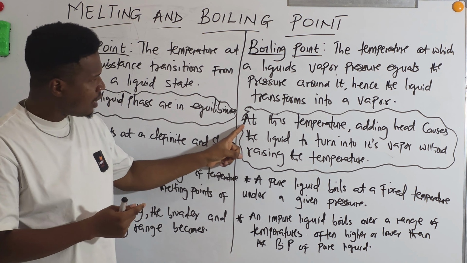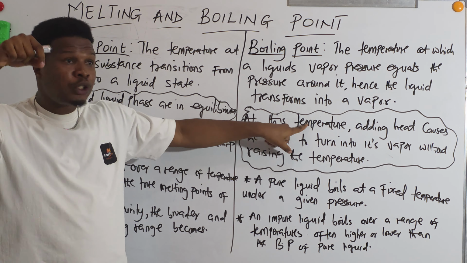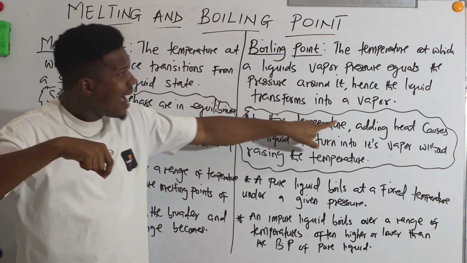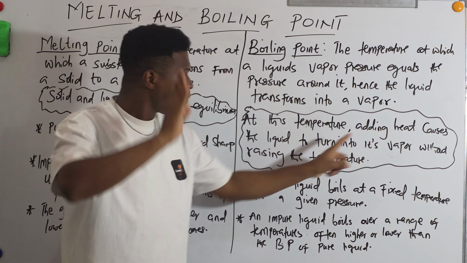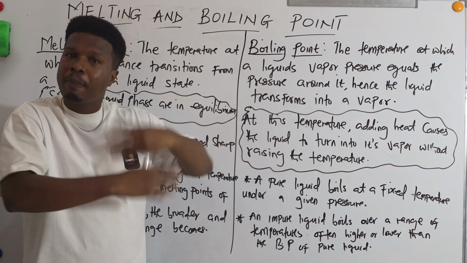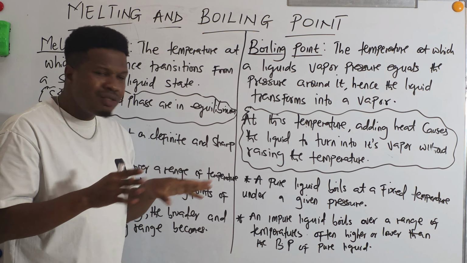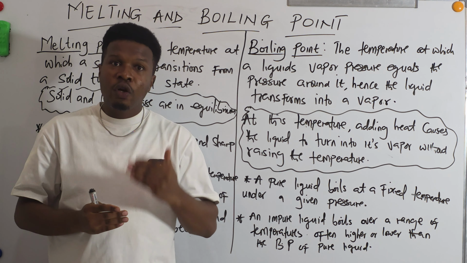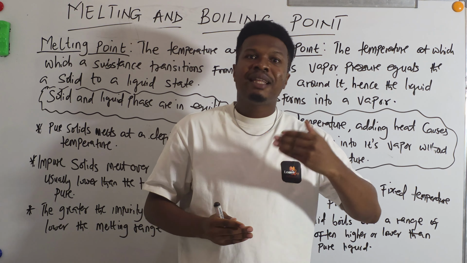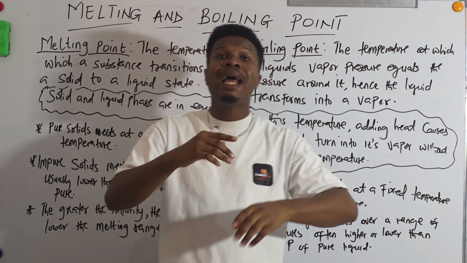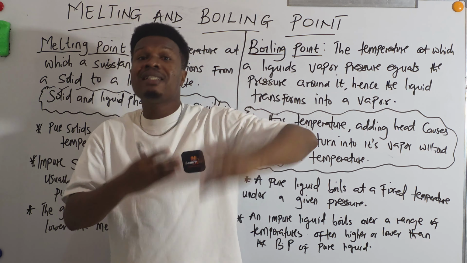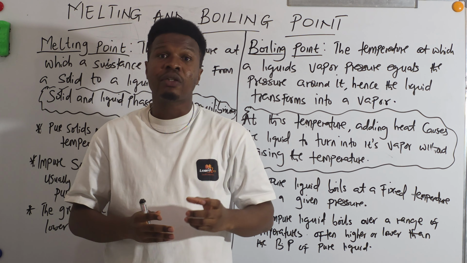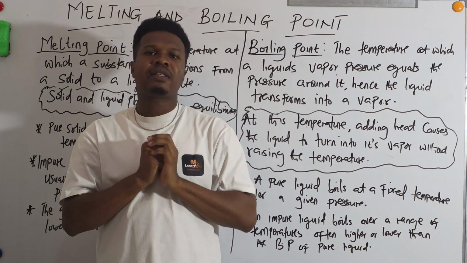Look at this statement here. At this temperature, that is the temperature of boiling point, adding heat, that is increasing the heat, causes the liquid to turn into vapor, but it doesn't raise the temperature. That is, the temperature is what? Constant. So take note, at boiling point, temperature remains what? Constant. If you like, keep on increasing the heat, the temperature remains what? Fixed.